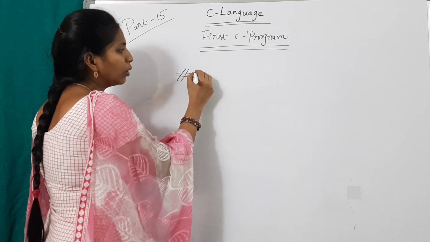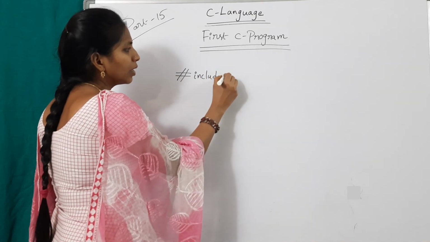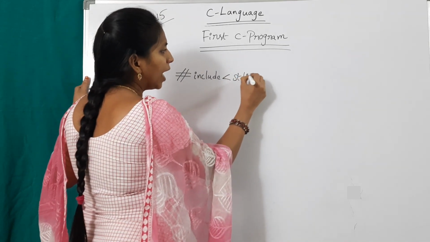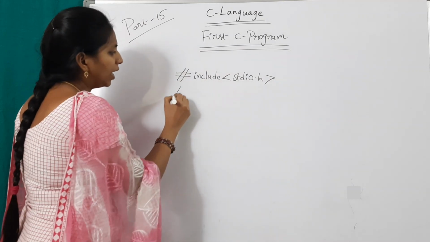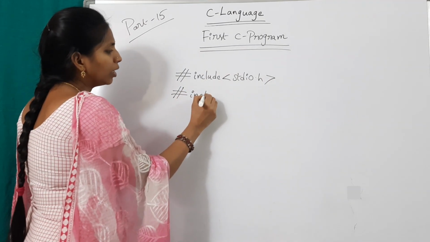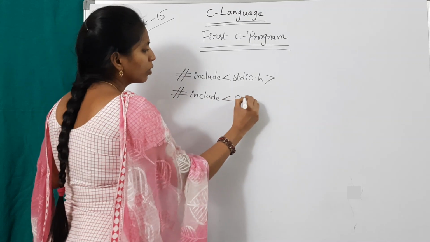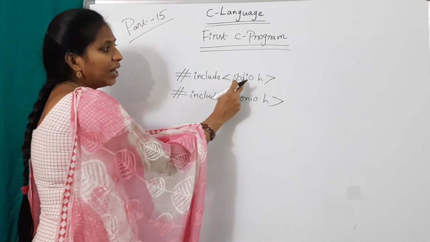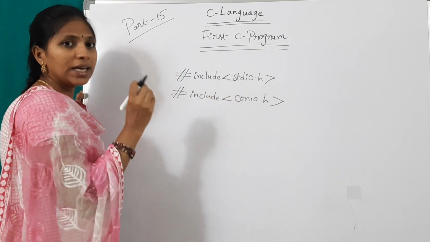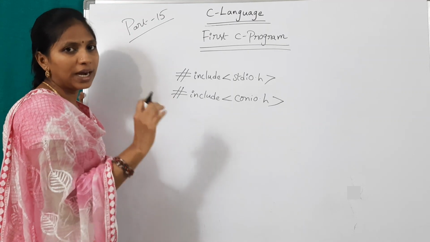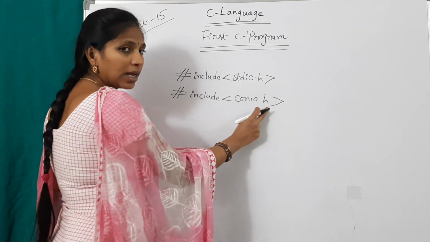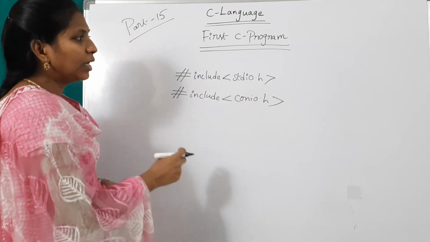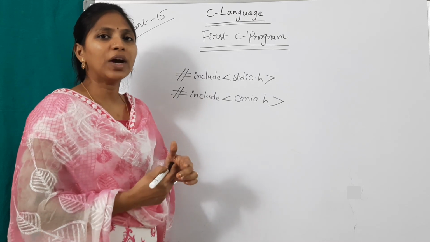Hash include, within angular brackets, stdio.h, and again hash include conio.h. These are called header files. stdio is the standard input output header file, and conio is another header file, the console input output header file. These header files contain predefined functions.